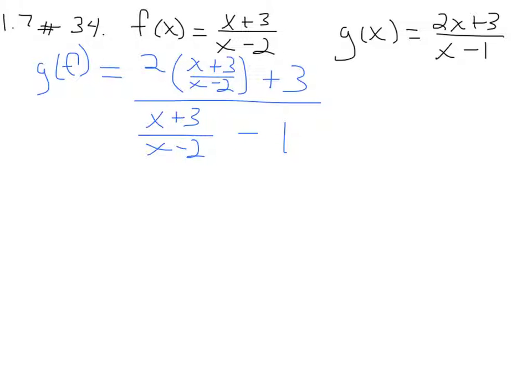Now we're going to play the same game we did last time. We are going to get our common denominators by multiplying this 3 by (x minus 2) over (x minus 2). And this 1, sorry, that should be a 2. (x minus 2) over (x minus 2).